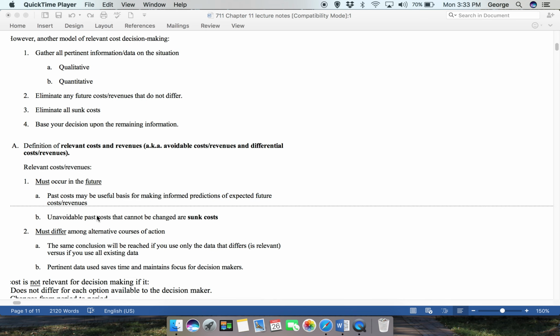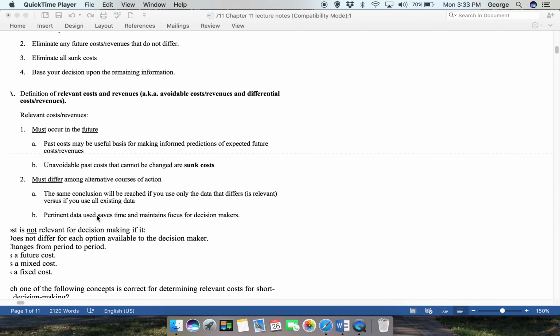So in order to do that, of course, you need to define what relevant costs and relevant revenues are. I guess there are 2 thresholds that you have to meet. The relevant cost must occur in the future, and it must differ among alternatives. So the relevant cost cannot be a past cost, and we call those sunk costs. So a relevant cost is never a previous cost.